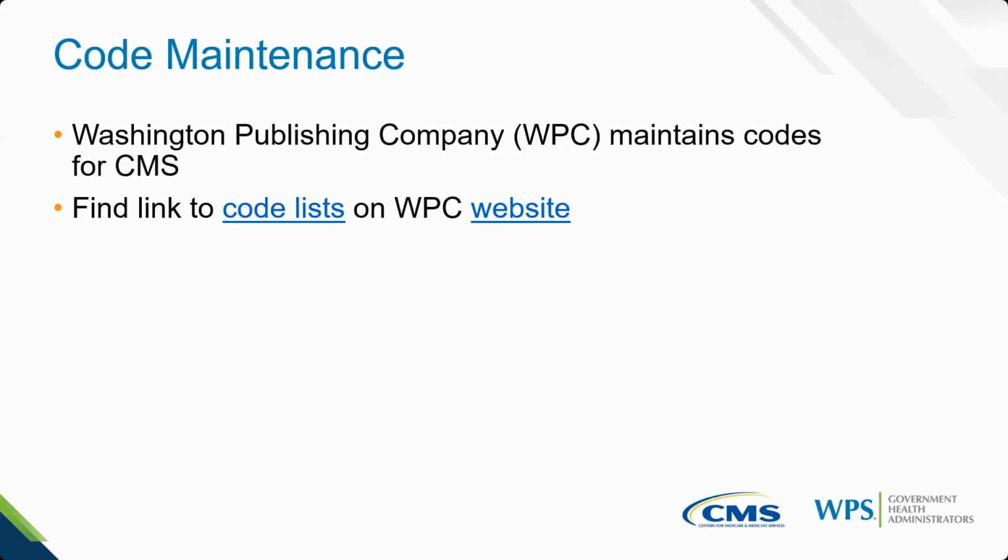Sometimes a code on the remittance advice for a rejected claim will say denied. So there again, you really need to keep straight in your mind and know that a rejected claim is very, very different from a denied claim. Sometimes those words are used interchangeably, and they really should not. But we have no control over those codes that appear on the remittance advice. It is the Washington Publishing Company that maintains those for CMS.